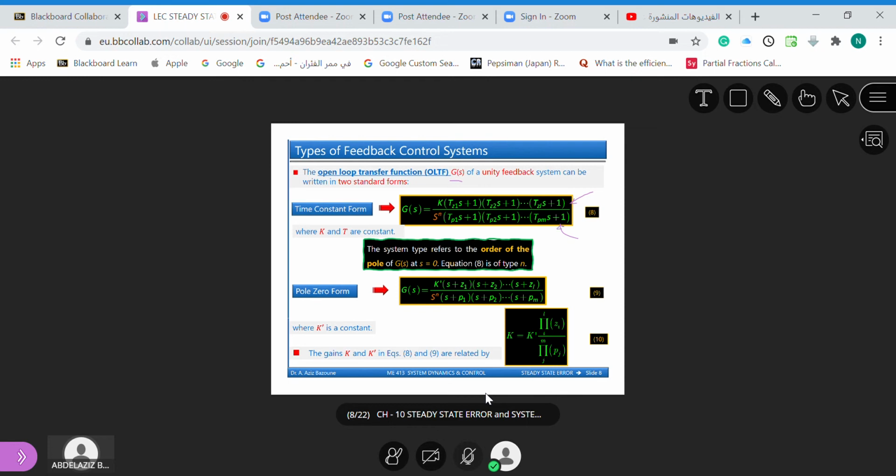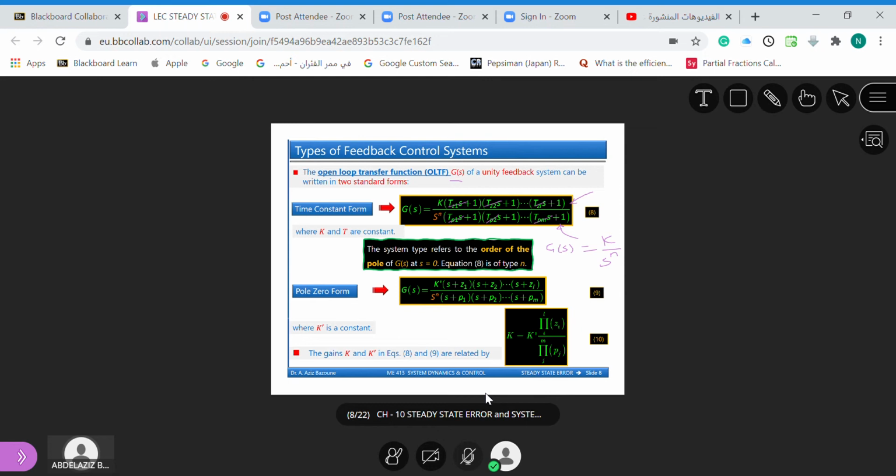Here, Shabab, no matter what, when S goes to 0, this will be 0, this will be 0, this will be 0. Then you multiply by S, it's a constant multiplied by S. Constant, all this will be 0. So at the end of the day, G of S will be K over S to the power N. N will be the most dominant one.